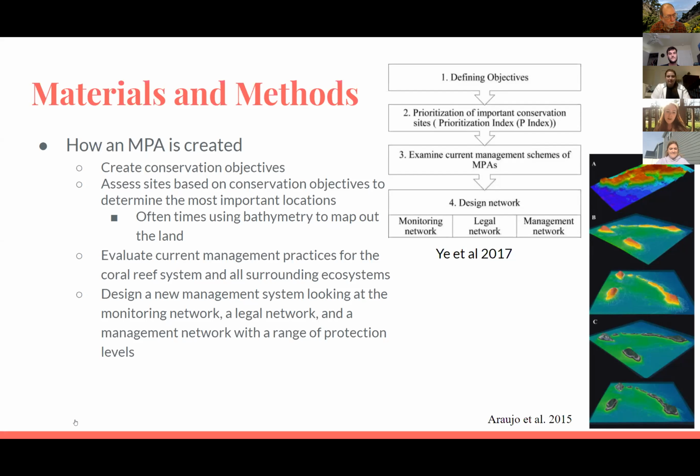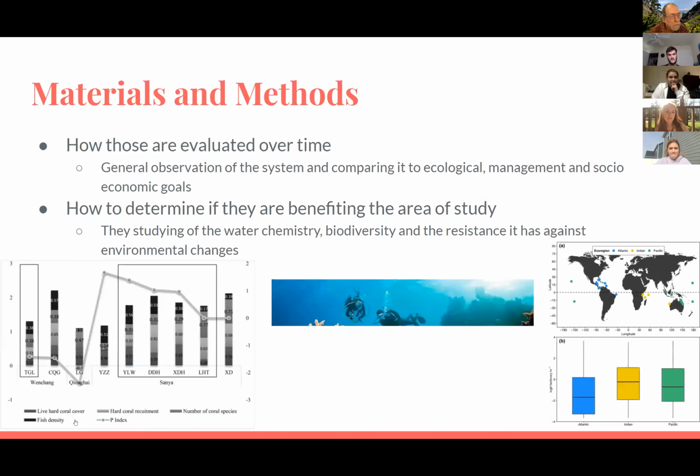And then they evaluate the current management practices for the coral reef system and all of the surrounding ecosystems, because they're all connected. And then they design a new management system looking at the monitoring network, a legal network, and the management network with a range of protection levels. Next slide.